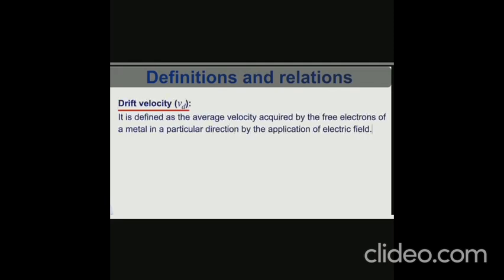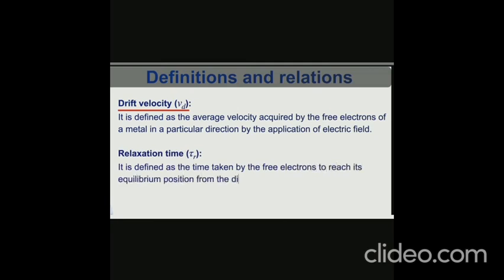Now let's see the definitions and some relations. The first one is drift velocity. The drift velocity is defined as the average velocity acquired by the free electrons of a metal in a particular direction by the application of an electric field. And the second one is relaxation time. It is defined as the time taken by the free electrons to reach their equilibrium position from the disturbed position in the presence of an electric field.